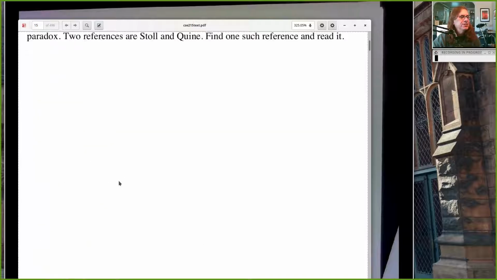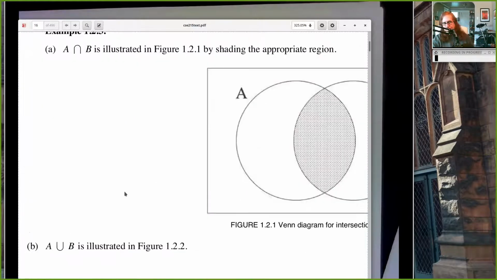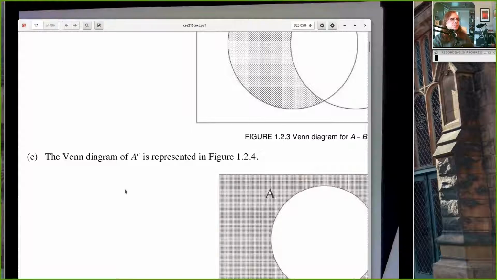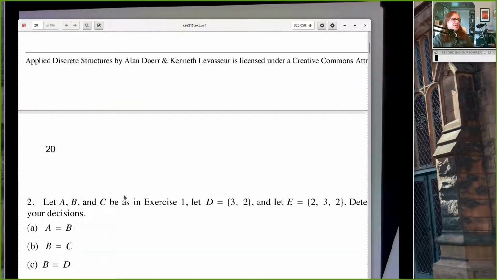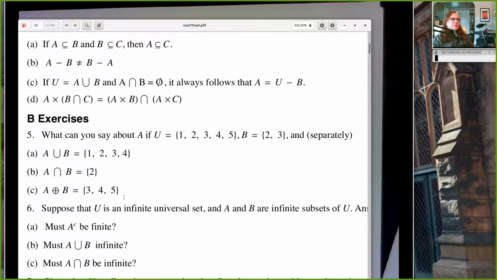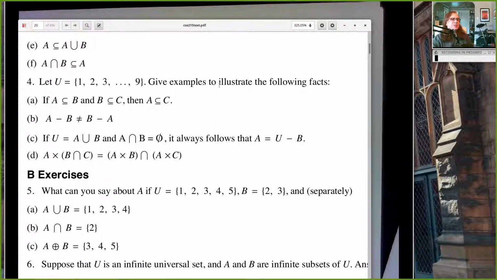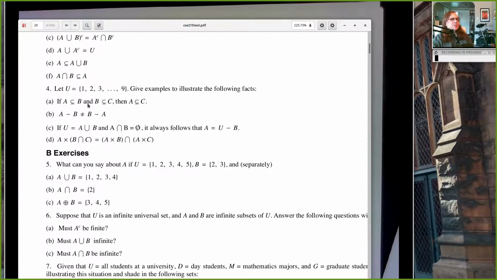All right, and then section 1.2, I looked at question 4. And this was the one that we talked about in class about giving examples to illustrate the following facts. So our universe is the set of positive integers from 1 through 9. And A is a subset of B, B is a subset of C, A is a subset of C. So most people picked 1, 2, 1, 2, 3, and 1, 2, 3, 4, something like that. That's fine. We worked through this one in class.